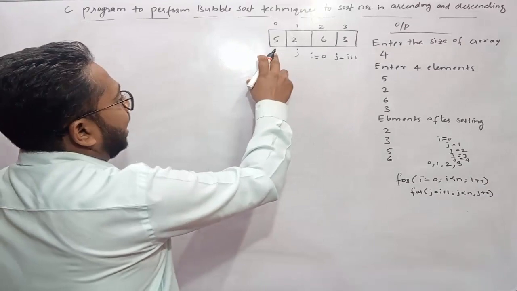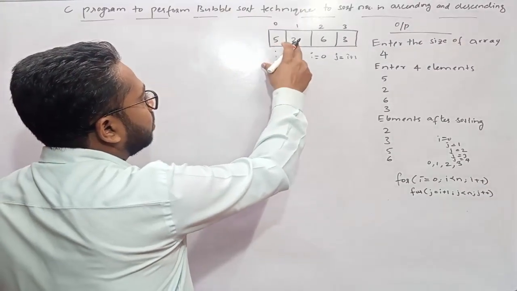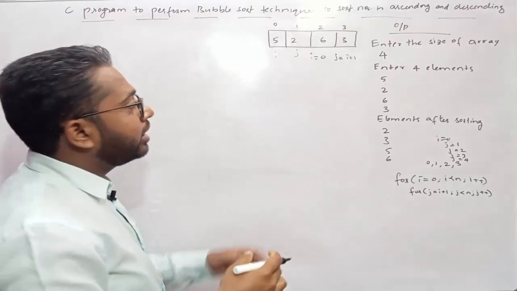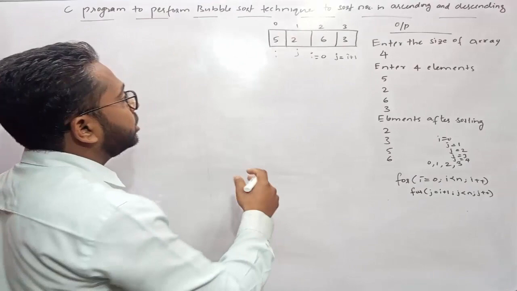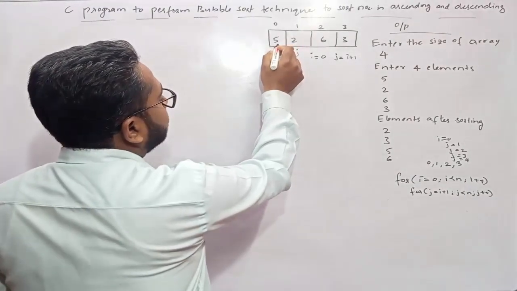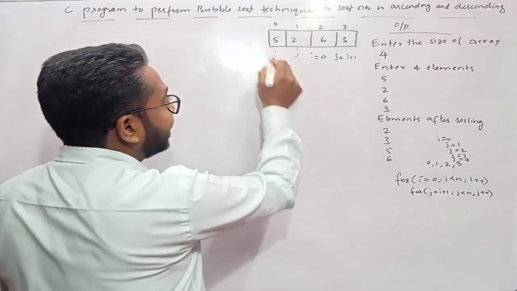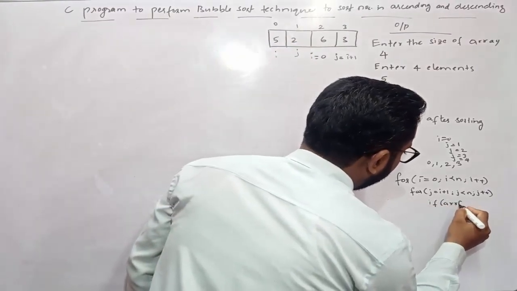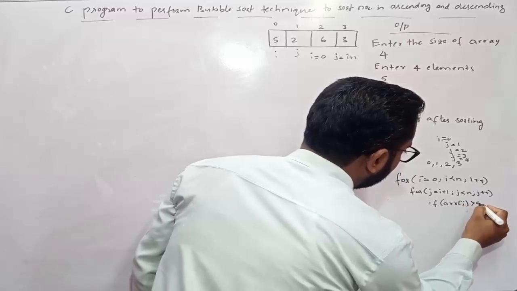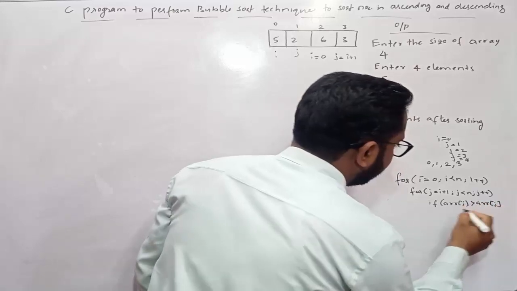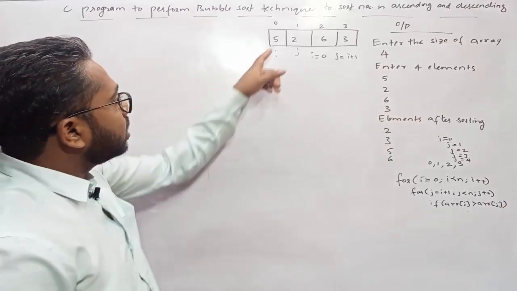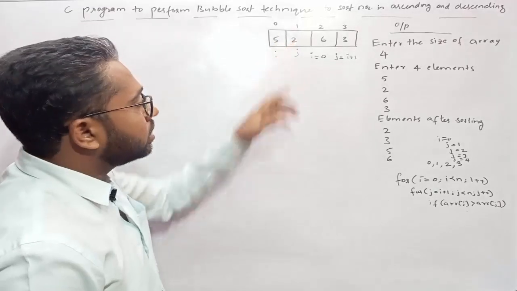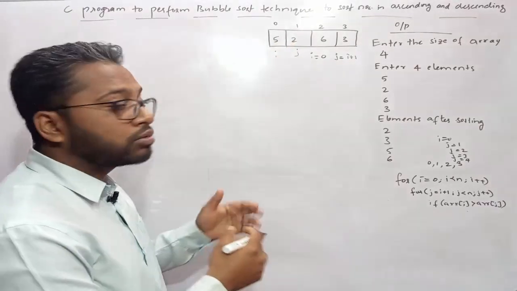As I have said, the first item gets compared with the second item. The first item will be pointed to by I, and the second item will be pointed to by J. If the first item becomes greater than the second item, that's what we are checking here: if array of I is greater than array of J, we are comparing these two items. In this case 5 is greater than 2, that's why swapping will take place.